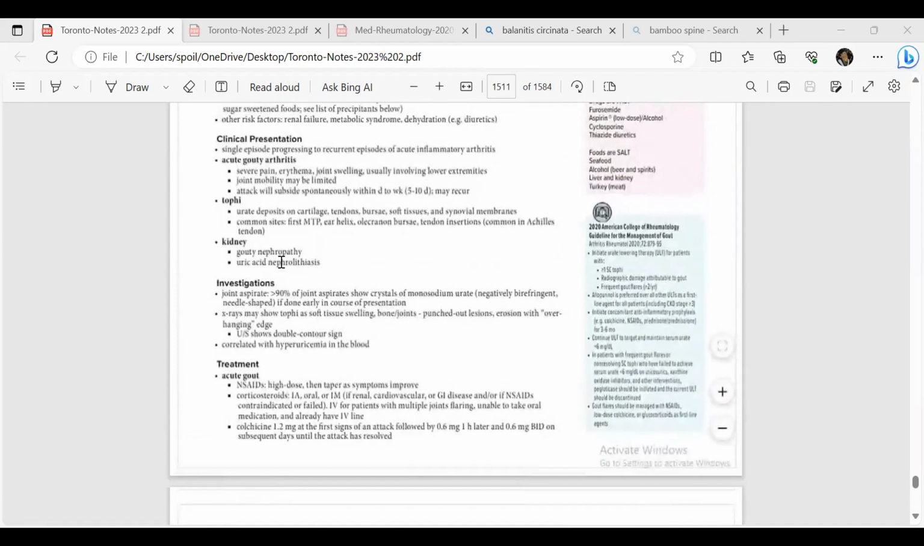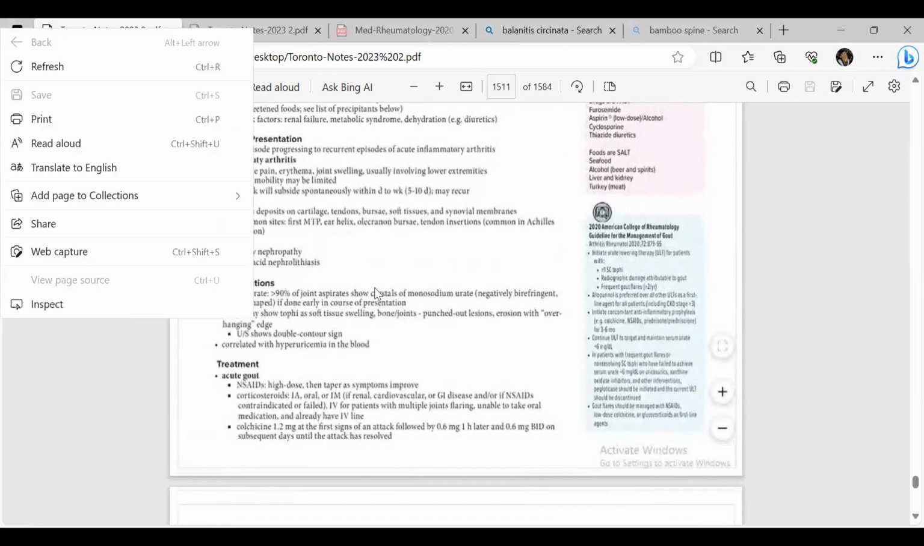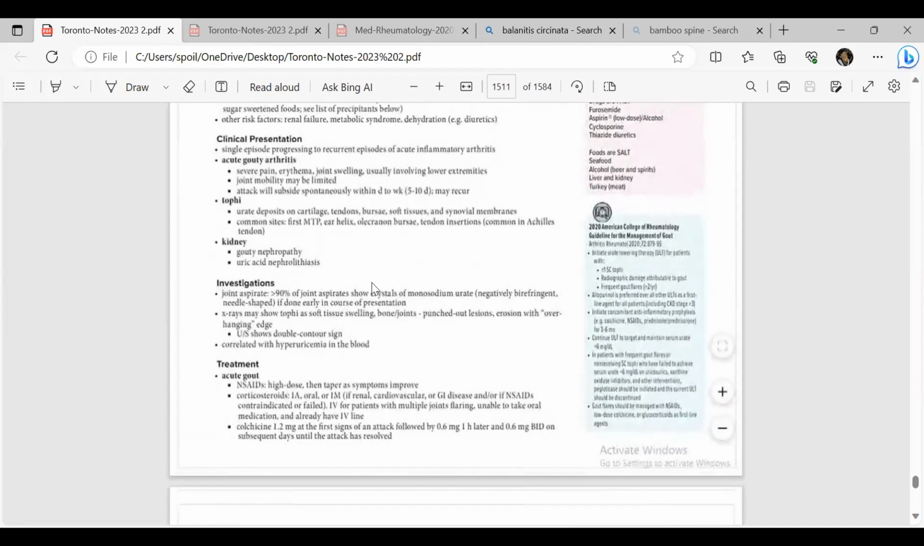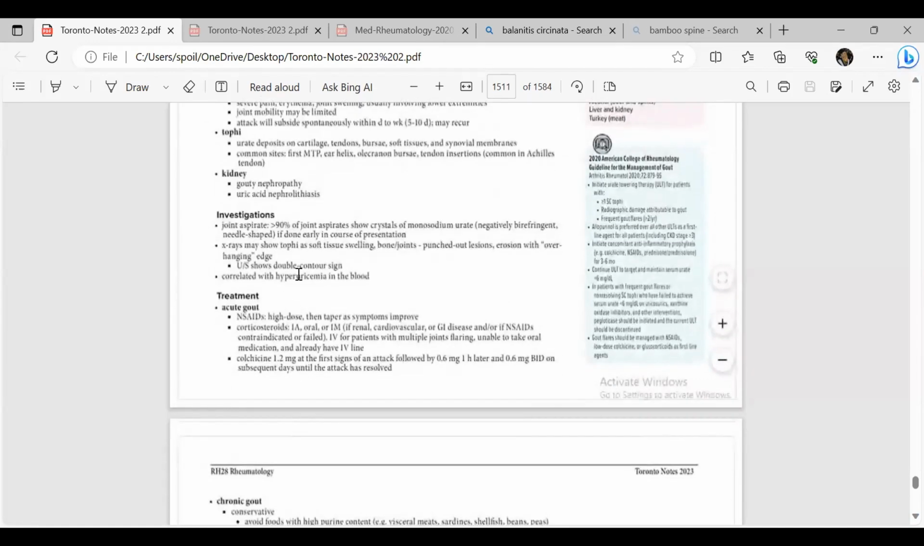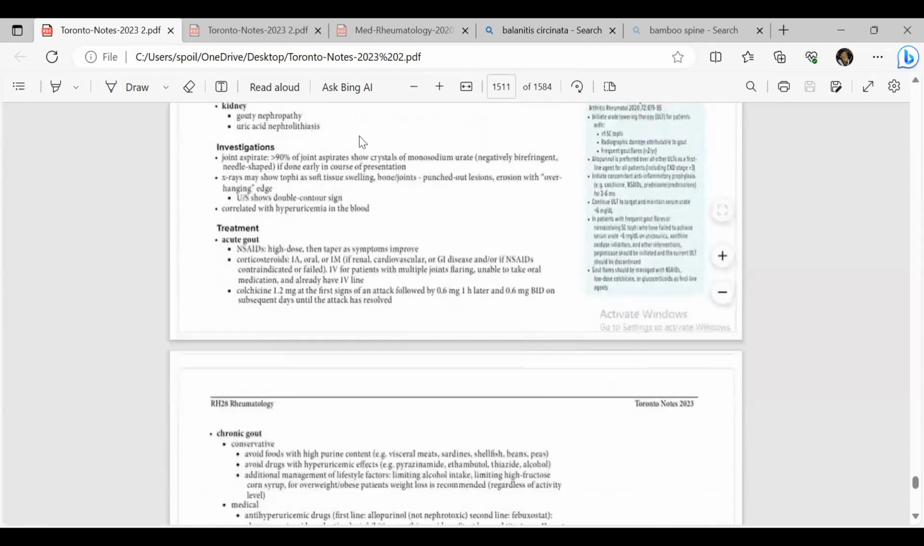Kidney: gouty nephropathy, uric acid nephrolithiasis, which is very common. Investigation: joint aspirate. Greater than 90% of joint aspirates show crystals of monosodium urate, needle shaped, if done early in the course of presentation. X-rays may show tophi as soft tissue swelling, bone joints, punched out lesions, erosions with overhanging edge.